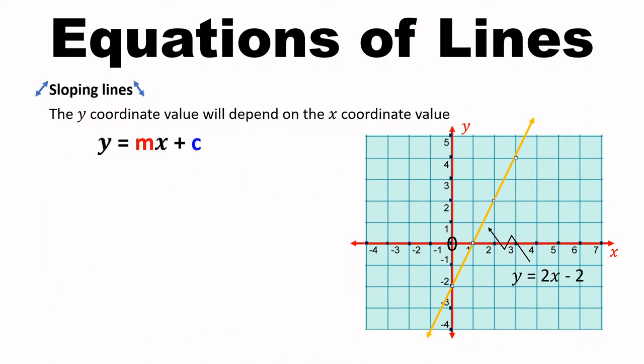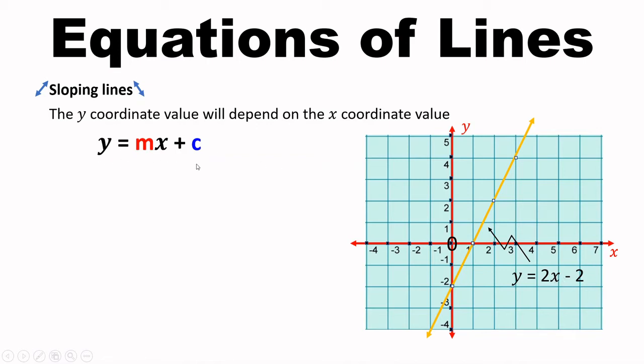First, let's look at the general format of the equation of a sloping line. That's y equals mx plus c. As you can see from this example, I worked out what the value of m was, and I worked out what the value of c was.